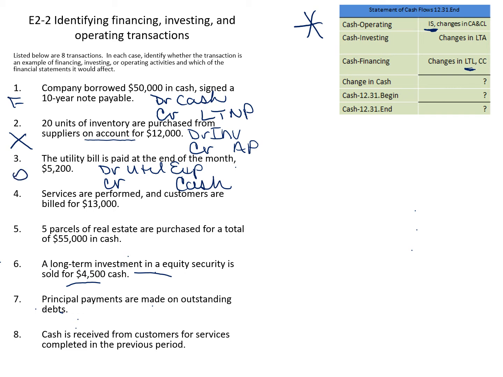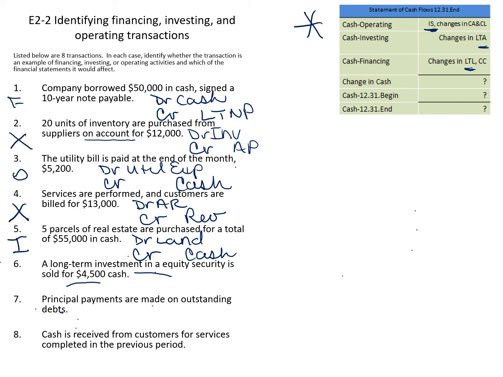Number 4, services are performed and the customers are billed $13,000. I'm debiting accounts receivable and crediting revenue. And notice no cash is involved in that transaction, so it's not on the cash flow statement. And number 5, 5 parcels of real estate are purchased for a total of $55,000 cash. Here I'm debiting land or real estate, and I'm going to credit cash. So since cash is in that, it's in the cash flow statement. Land is a long-term asset account, so it must be an investing activity.